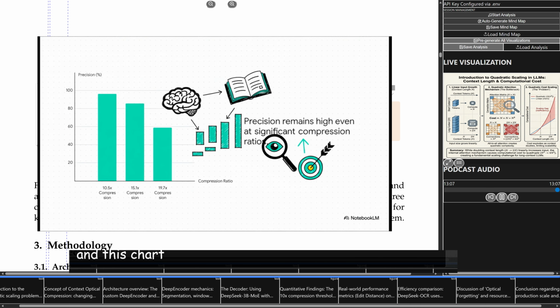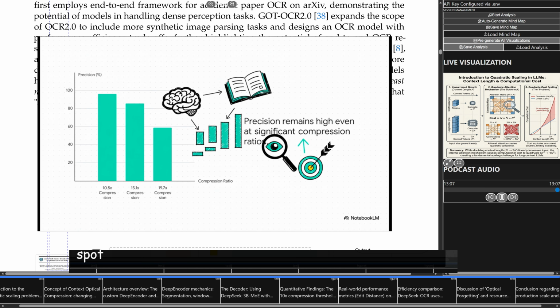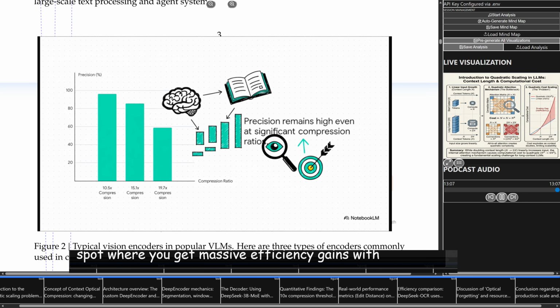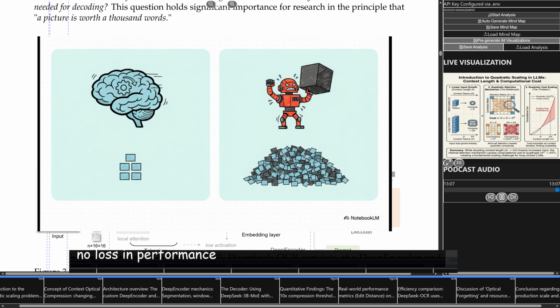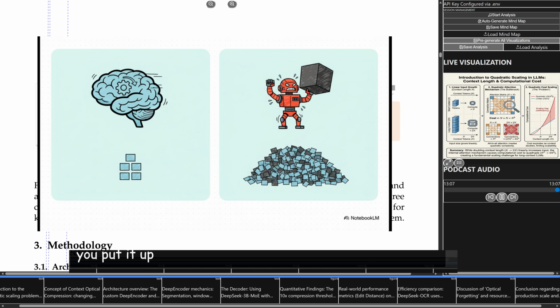And this chart from the paper pretty much says it all. The results are kind of staggering. You can compress the data by a factor of 10 and still maintain an incredible 97% precision. That's insane. It's only when you really push it to an extreme 20x compression that accuracy starts to take a noticeable hit. What this means is there's a huge sweet spot where you get massive efficiency gains with almost no loss in performance. So what does this look like when you put it up against the big guys?